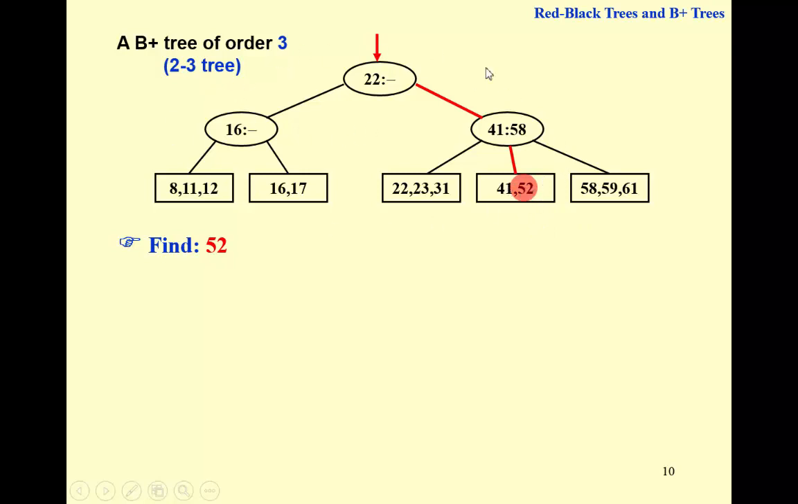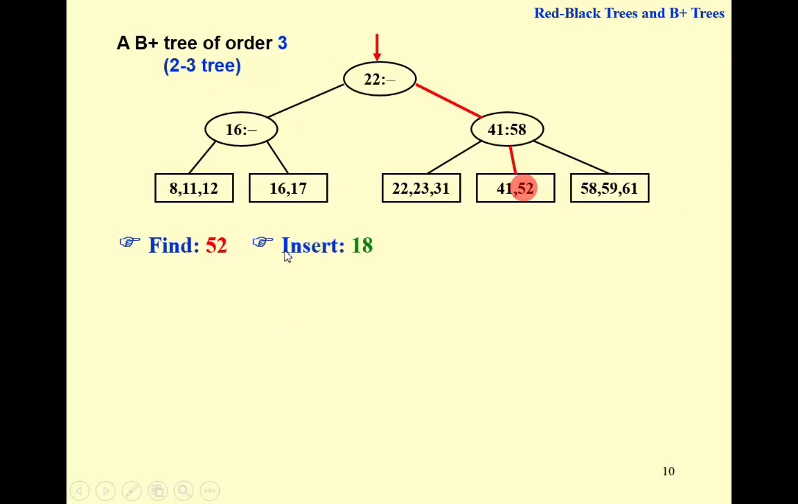This is a very simple example because we are only talking about order 3. If this is not order 3 but order k for some larger k, then how many keys are there here? K minus 1 keys, right? So in order to find the proper branch of this record, we're going to have to call binary search and try to find the proper position for this 52. Okay, that is for finding.